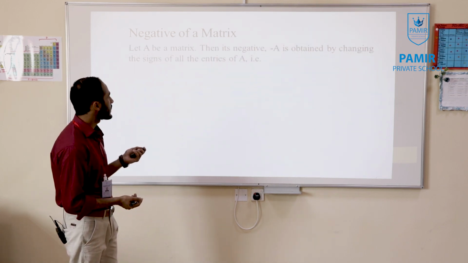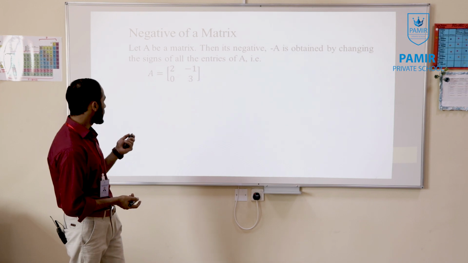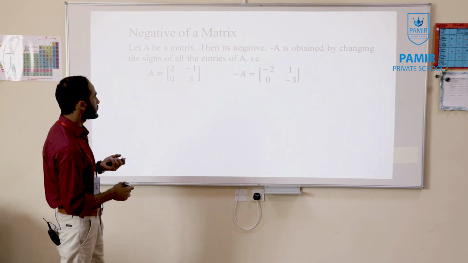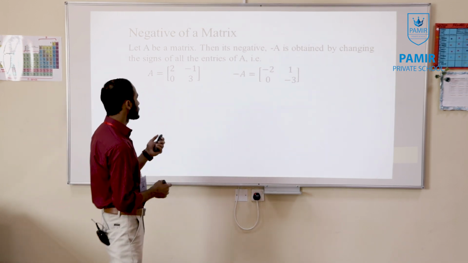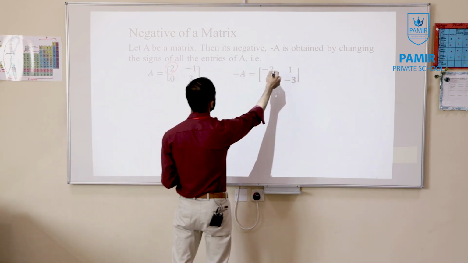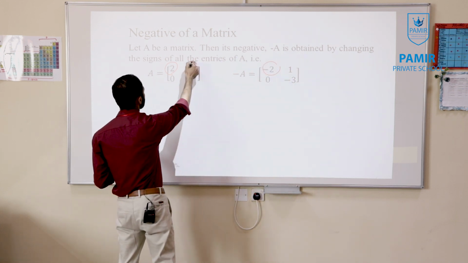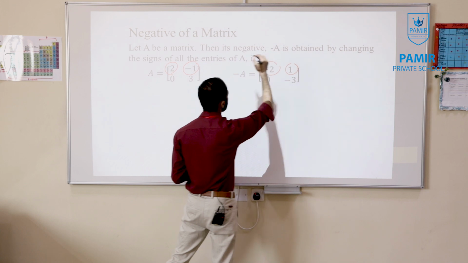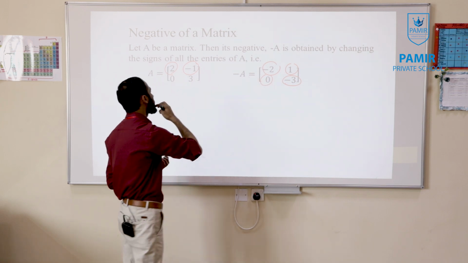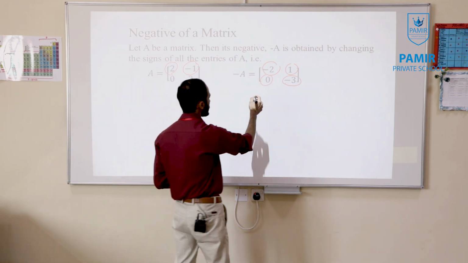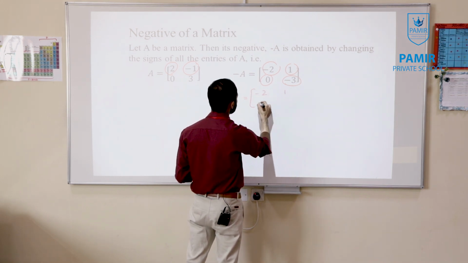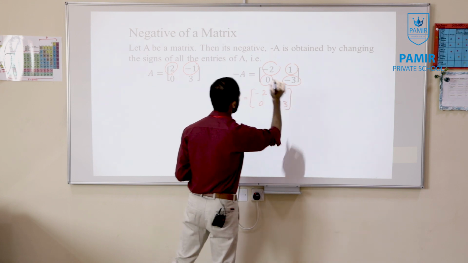Here we have the example, a matrix A with entries 2, minus 1, 0 and 3. When we write the negative of the matrix, the positive value changes into negative, and the negative value changes into positive. The 0 stays the same, and the positive 3 we change to negative 3. So we write the negative matrix as minus 2, 1, 0 and minus 3.